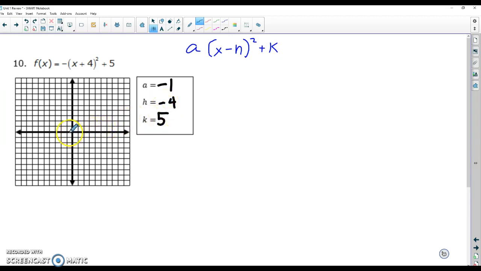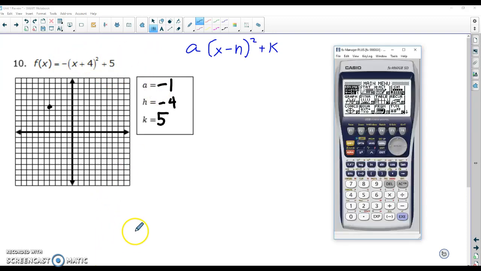So H and K, we got -1, 2, 3, 4, 1, 2, 3, 4, 5. So it looks like it's going to be about right here. Before we go to the calculator, we should already know that that 2 right there is going to make it a parabola, and that negative is going to make it face down.